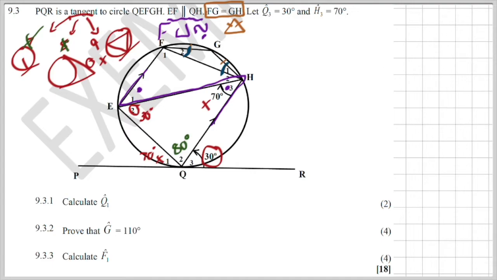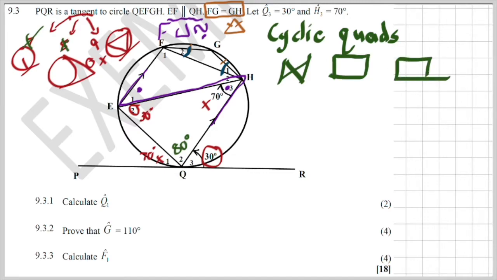Sure, a lot of information. And can I now move on to the question? No, don't. What about cyclic quadrilaterals? When I look at cyclic quads, I actually have got two of them. But the theorems that I can use is the bow tie, the opposite angles being supplementary, or the exterior angles of the cyclic quad.